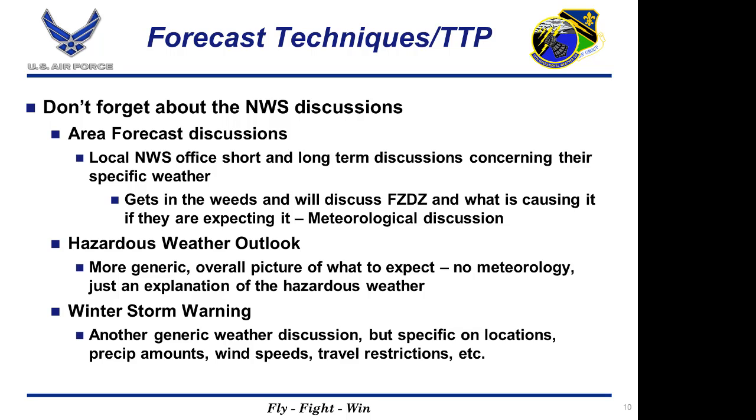Some other products that can assist are discussions done by the National Weather Service. Specifically, the area forecast discussions really get into the weeds on specific weather and what's causing it. It is a meteorological discussion and provides an abundance of information. Hazardous weather outlooks and winter storm warnings can also provide a generic overall picture of expected severe weather, including types of precipitation and travel restrictions.